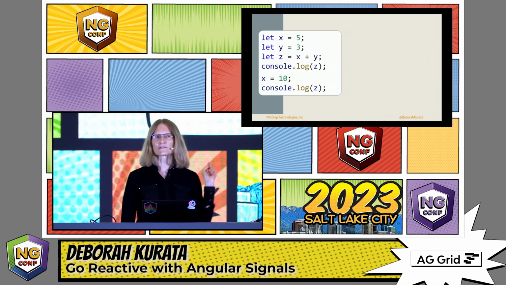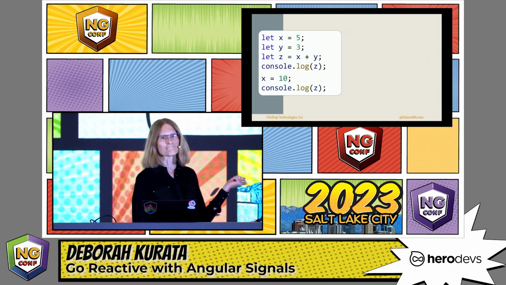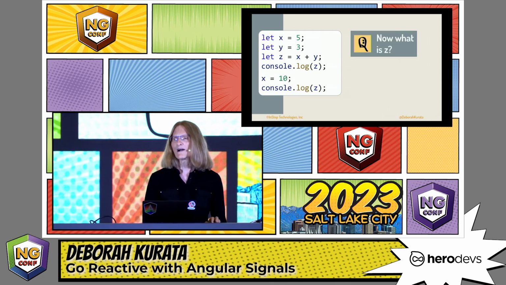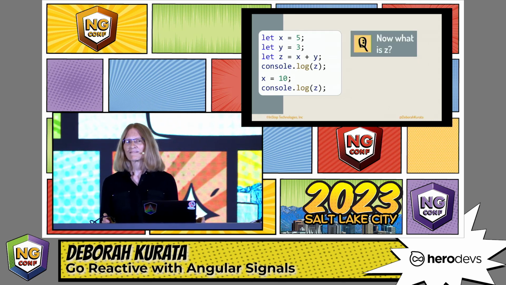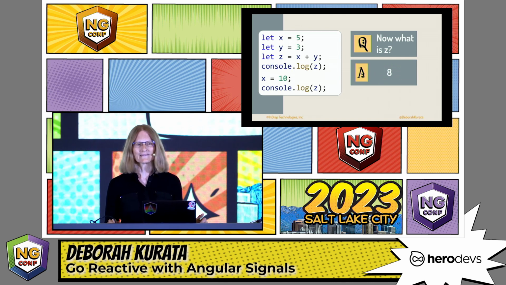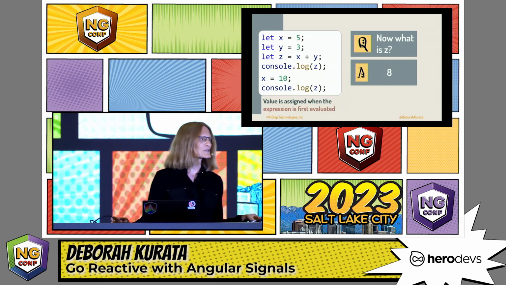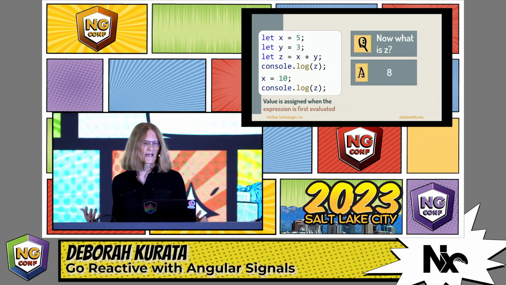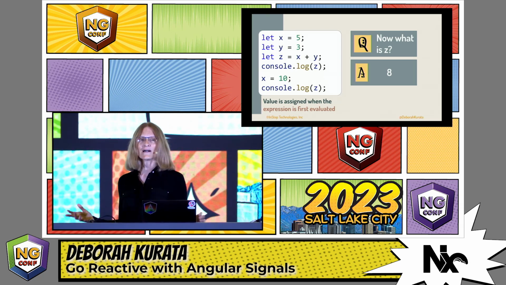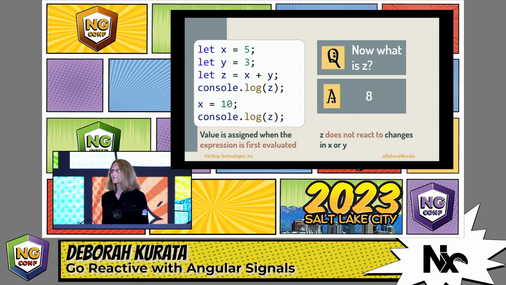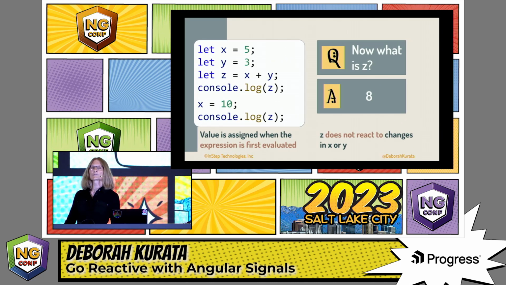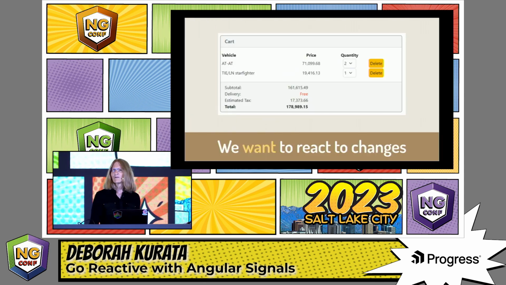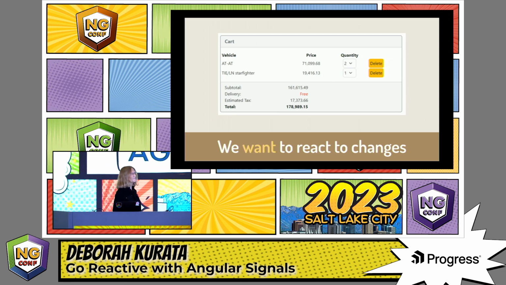What if we do this and change x to 10? Now what is z? Yeah, it's still 8, because when a value is first assigned, the expression is evaluated at that point, and that's the value. Z does not react to changes in x and y. But in our Angular applications, we want reactivity.